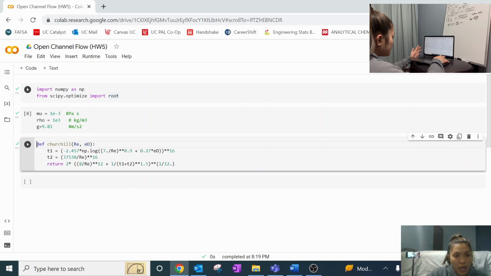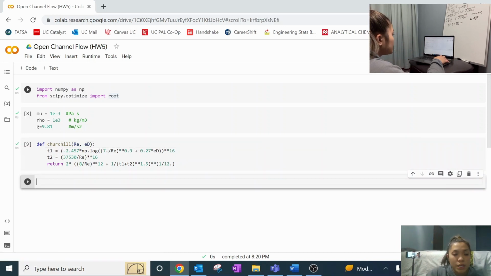And then this is the code that we wrote in a previous video, which explains how we get this equation. And so we just copied and pasted it from the previous code that we wrote. And so now we can actually write some new code.